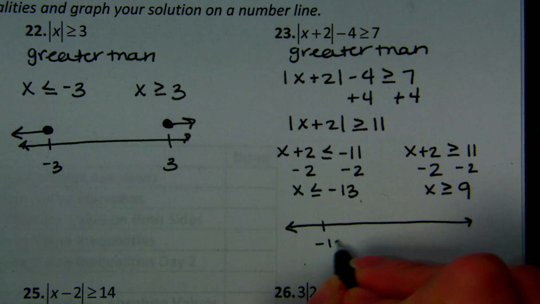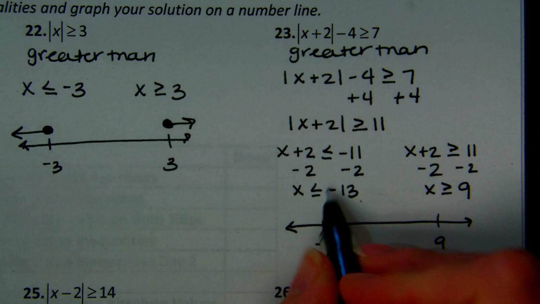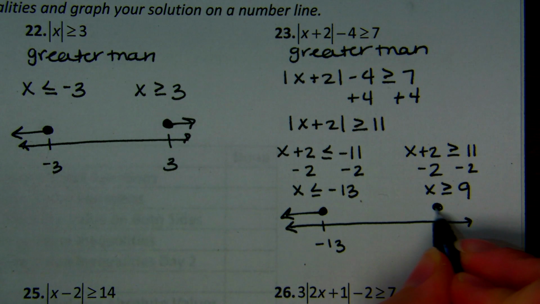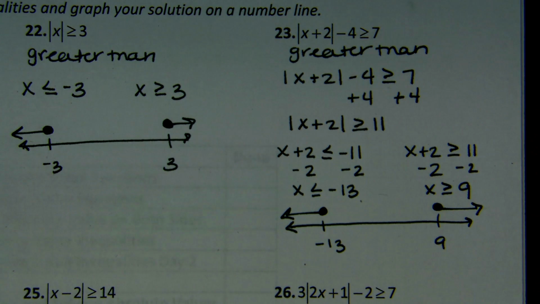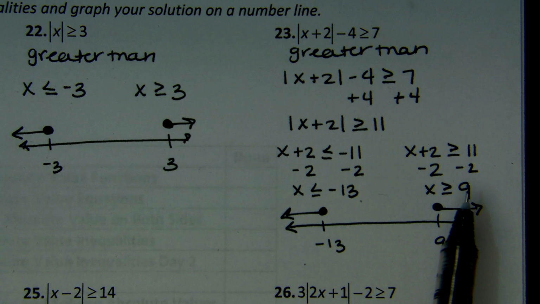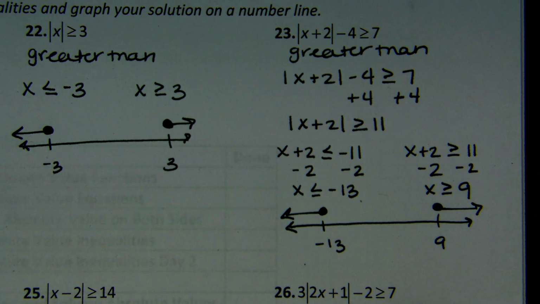So here's my -13, and here's my 9. This is a less than or equal to, so it's a solid circle, and then I shade out, solid circle, and I shade out, like that. Remember, get the absolute value alone first, break it down into two inequalities, and then solve.